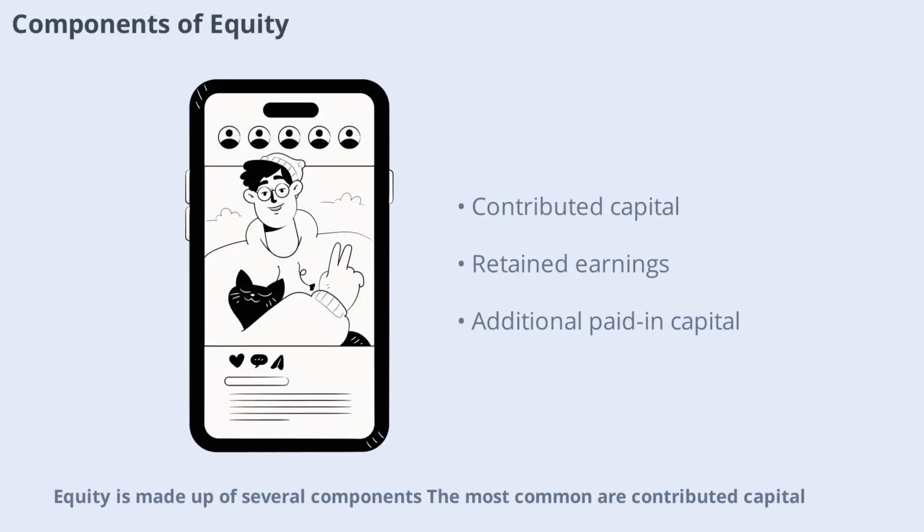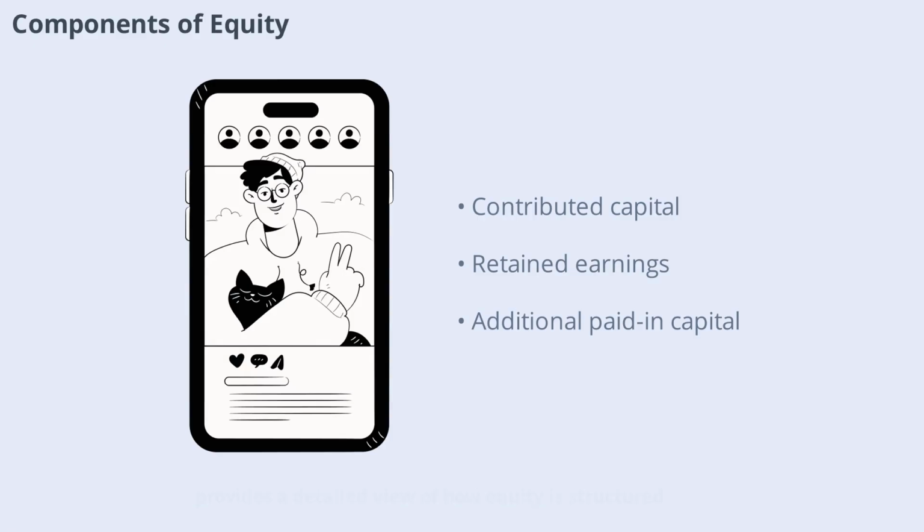Equity is made up of several components. The most common are contributed capital, which is the money invested by owners, and retained earnings, which are profits kept in the business rather than distributed. Some companies may also have additional paid-in capital or treasury stock. Listing these components separately on your balance sheet provides a detailed view of how equity is structured.